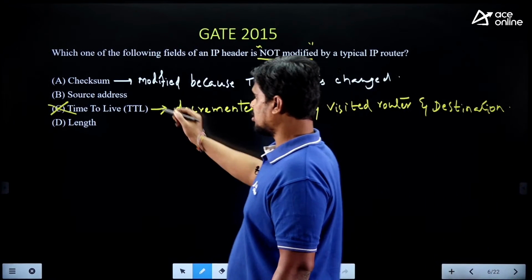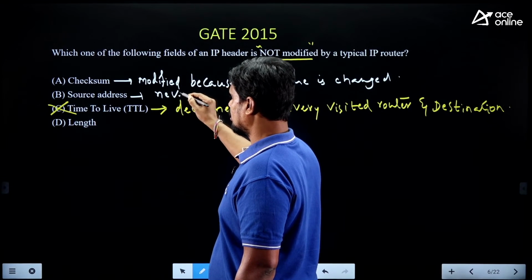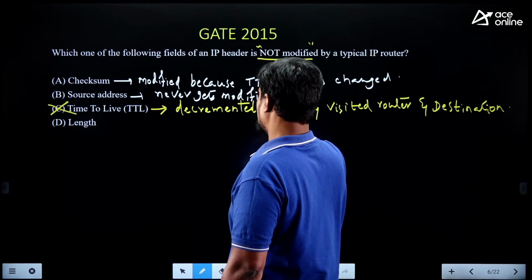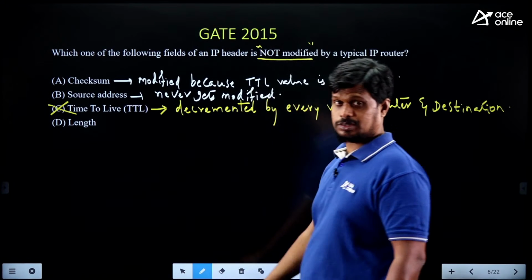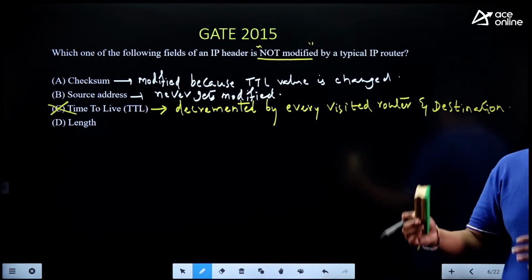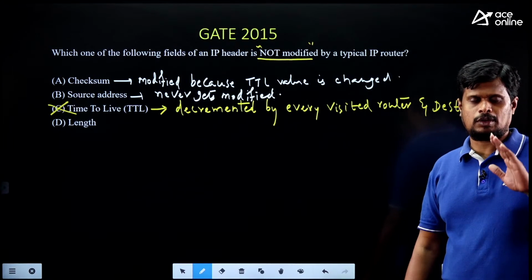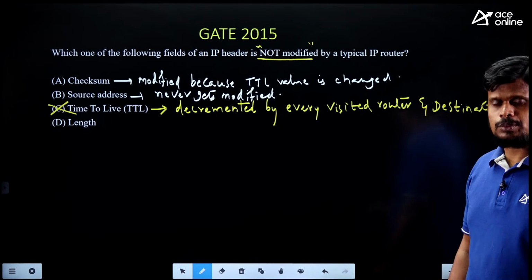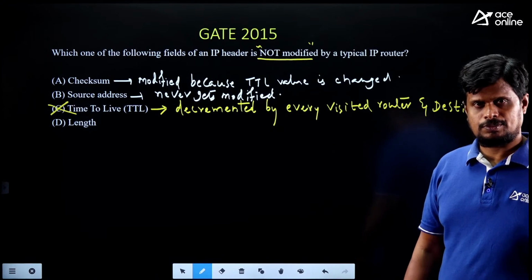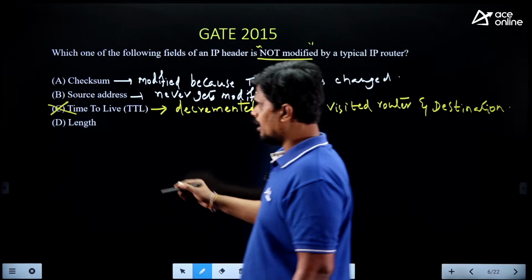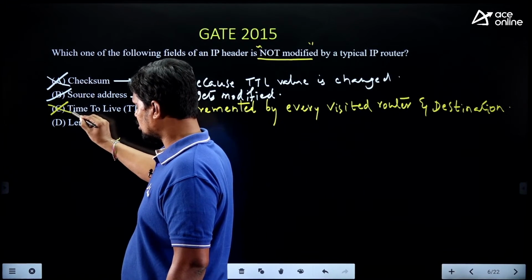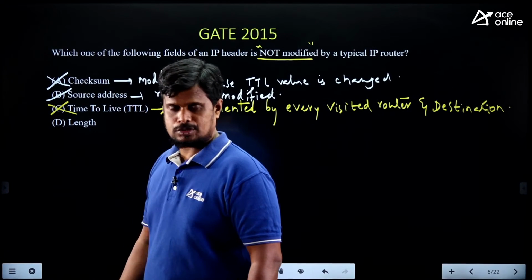But the source IP address is never modified. You know that the source IP address remains the same during the entire travel of the packet from source to destination. The source IP address and the destination IP address fields never get changed. They remain unchanged. So hence you can say option B is the answer for this. Obviously option A is not the answer because the TTL value is getting changed, and obviously the checksum also gets changed.